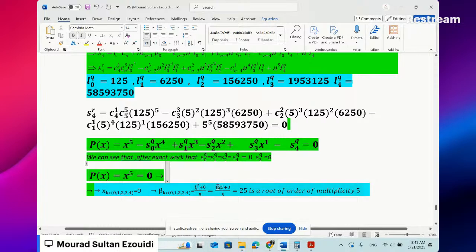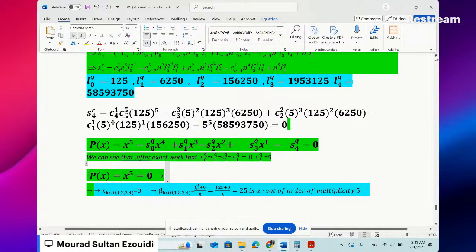So therefore 125, because this is x0, 125 divided by 5 gives 25, is a root of an order of multiplicity 5. That means this polynomial has to be written as x minus 25 raised to the power 5.